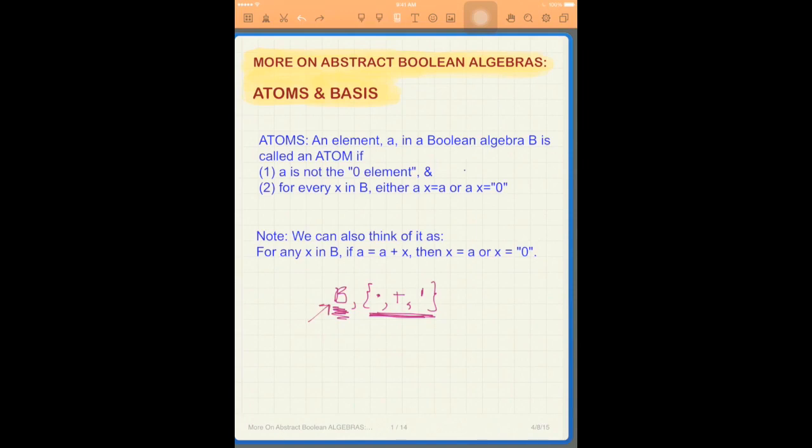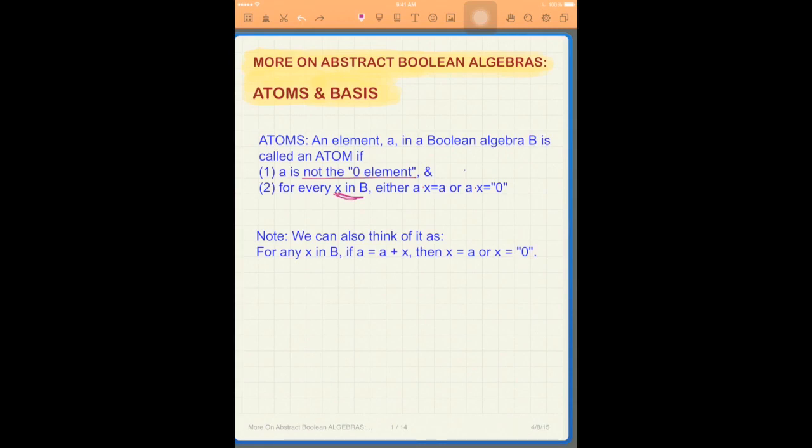Okay, so let's just assume we have any of those abstract Boolean algebras. Let's come up with the atoms. An atom is an element A in a Boolean algebra, and it will be called an atom if A is not the 0 element, so we don't want an atom to be the 0 element, and the second property has to hold. For every x in B, every x in the Boolean algebra set, either A times x is equal to A, or A times x is equal to 0. This is multiplication, but you don't have to write the multiplication symbol if you don't want to, it's understood.